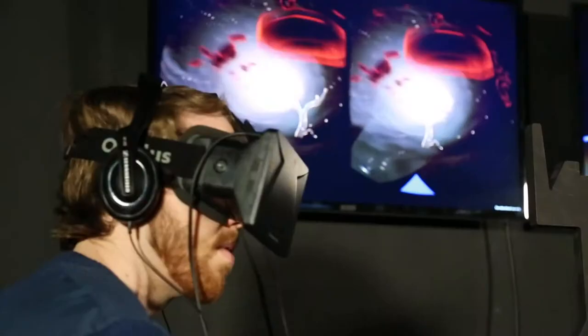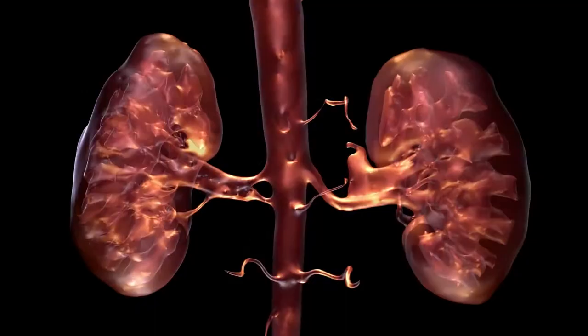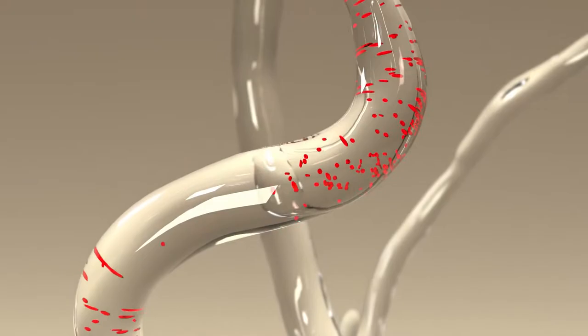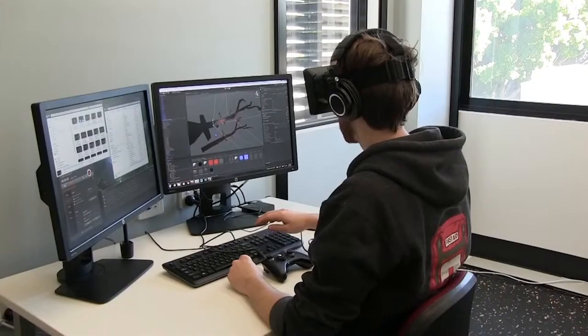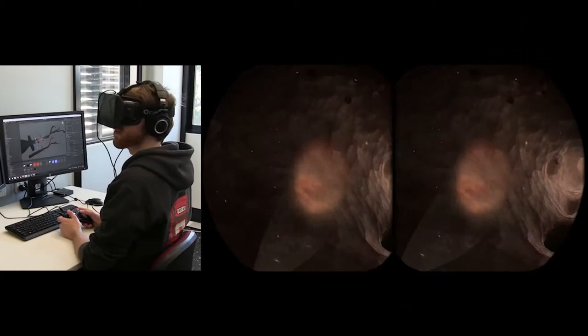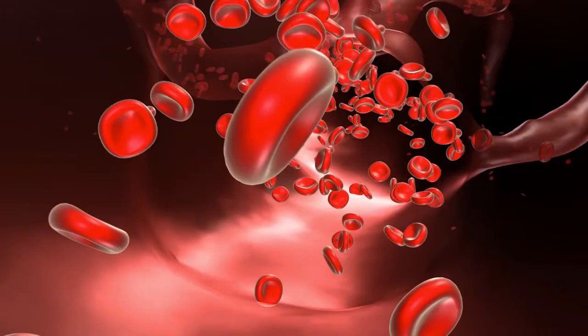So we're exploring two different types of experience. One that's screen-based, and it's a visualization that plays a bit like a movie. The second experience that we're exploring is a virtual reality one, where the user and the medic would put on a headset. So in this work, we're taking the real scan data from the patient, and we're visualizing it in three dimensions using computer graphics.